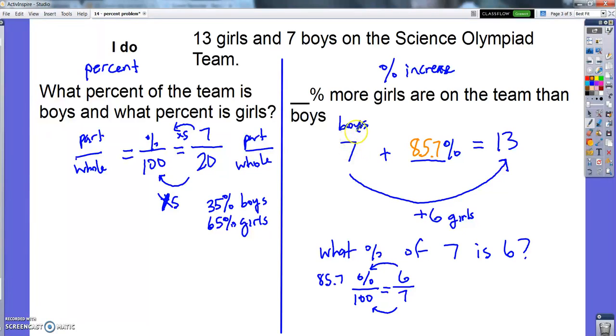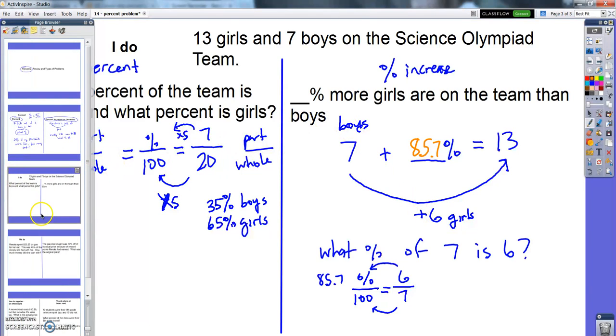And that makes sense. 100% increase of 7 would be 7 more. So if there were 14 girls, that would be 100% increase. So if we only have 7 and we add 6 girls, that's adding 85%. So that's the difference between a percent increase problem and just a regular old percent problem. These are fairly simple. These are fairly complicated. You have to do a lot of thinking and strategizing when you do these kind of problems. All right, open your notebook and let's do one together.